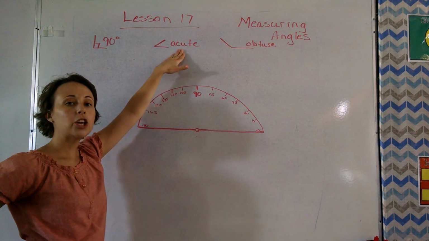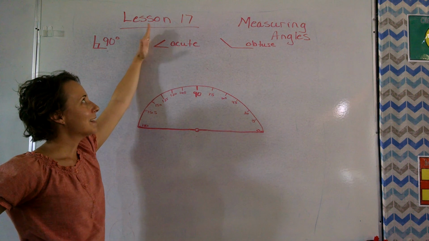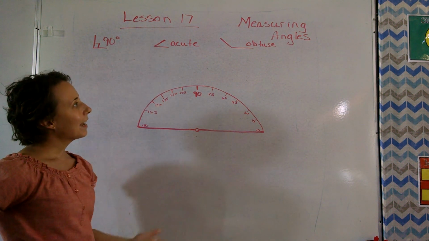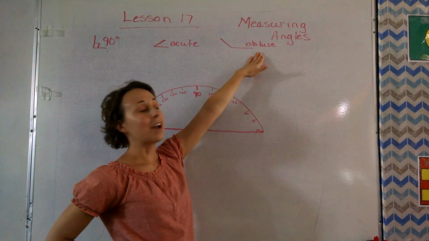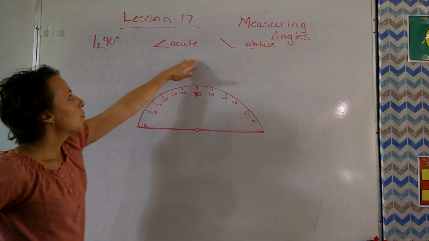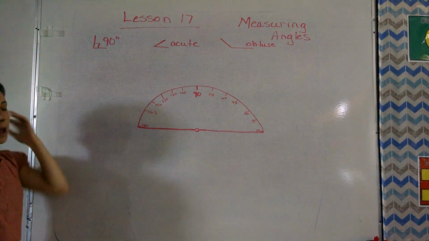You already know that an acute angle is less than 90 degrees. It's a cute little angle. And you already know that an obtuse angle is greater than 90 degrees. It's bigger. Put those 3 little notes up on the top of your paper to help you today.